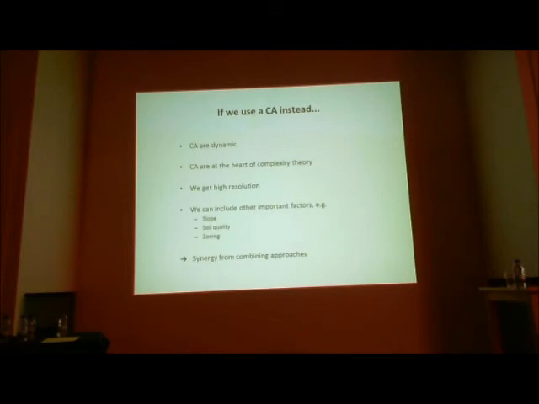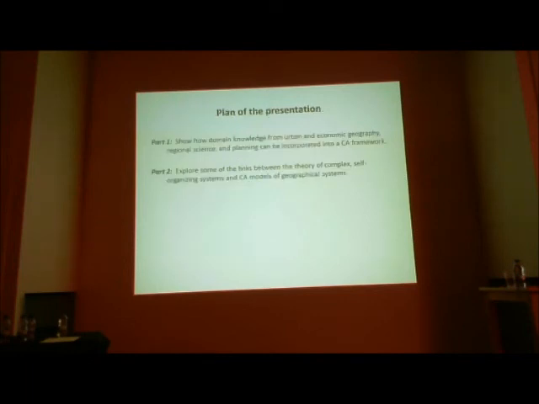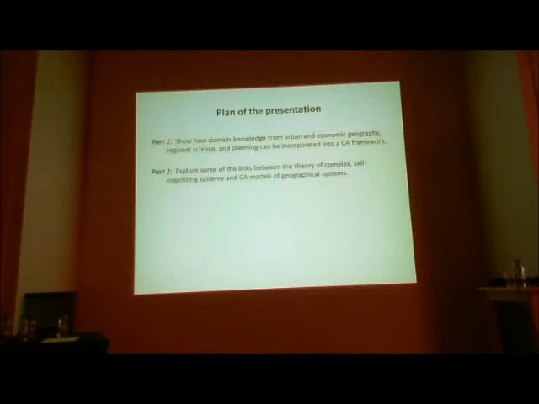So what I'm going to do now is talk about this in two parts. One has to do with putting the domain knowledge from these fields, from the traditional fields, urban economic geography, planning, regional science, into a CA framework. And then in the second part, I will talk about some of the links between CA and complexity theory and what we can draw from that by really paying much more attention to complexity theory as it's developed since CA grew out of complexity theory decades ago.